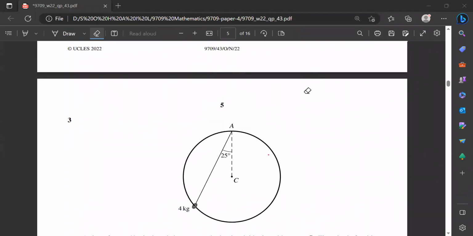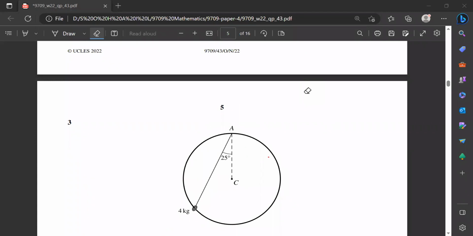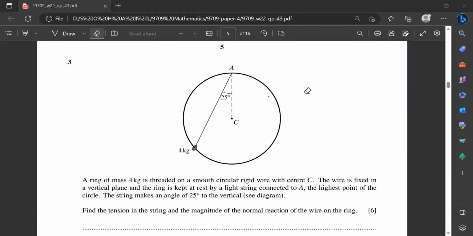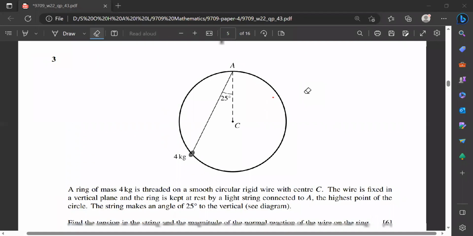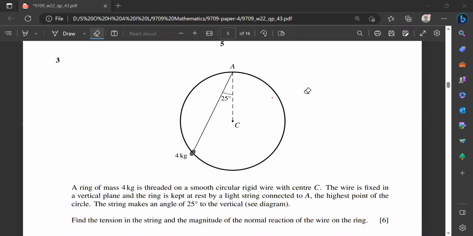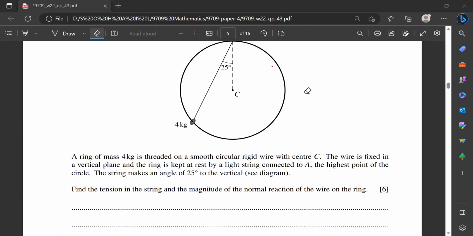Well, students, this is a question from November 22, variant 43, question number 3. A ring of mass 4 kg is threaded on a smooth circular rigid wire with center C. The wire is fixed in a vertical plane and the ring is kept at rest by a light string connected to A, the highest point of the circle. The string makes an angle of 25 degrees to the vertical. Find the tension in the string and the magnitude of the normal reaction of the wire on the ring.